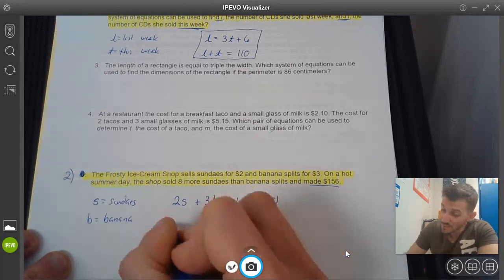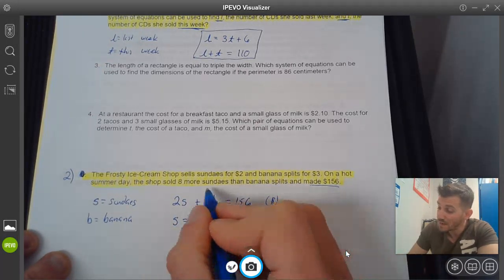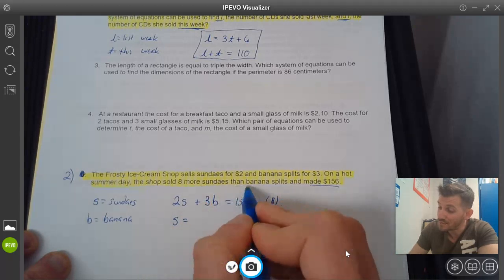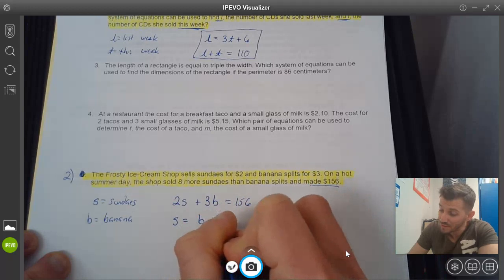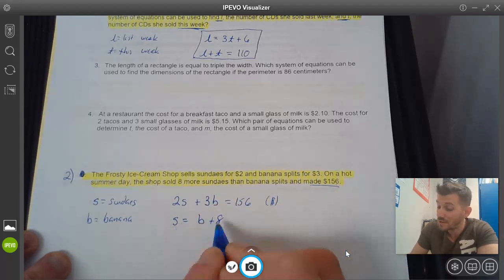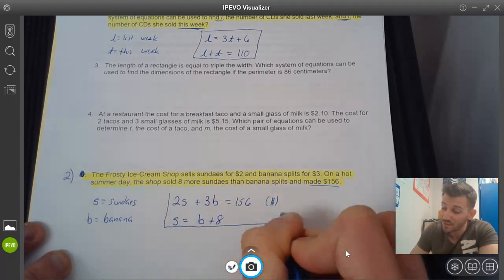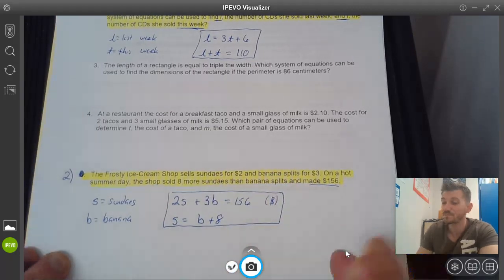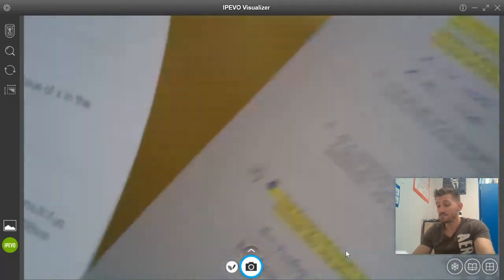So Sundays should equal 8 more than banana splits. So it's banana splits plus 8. How many Sundays did they sell? 8 more than the number of banana splits. That is a little tricky. I'm not going to lie to you. But that is our second equation. Okay. Next one.